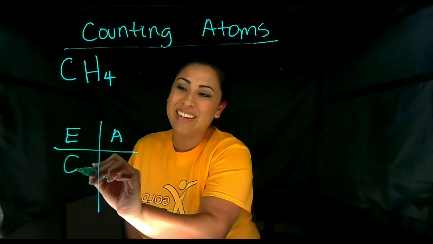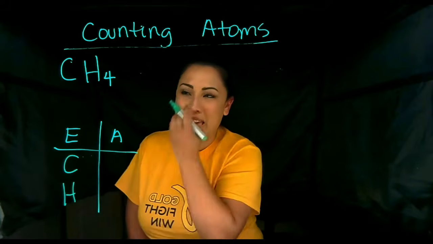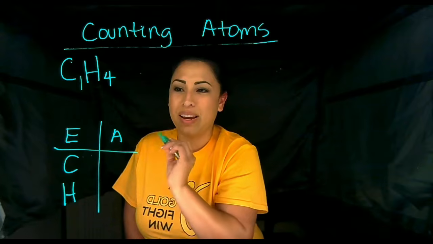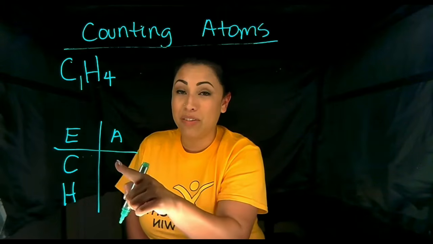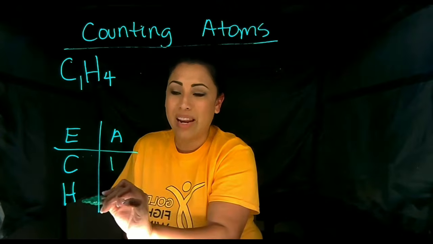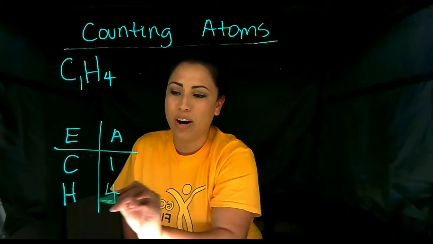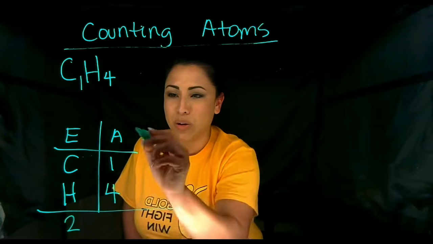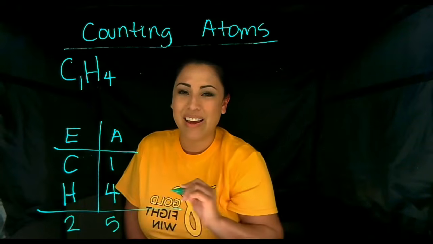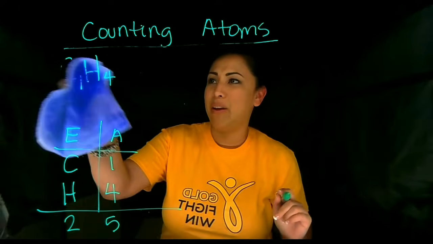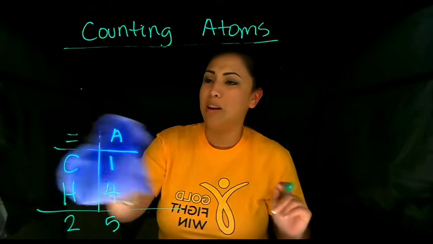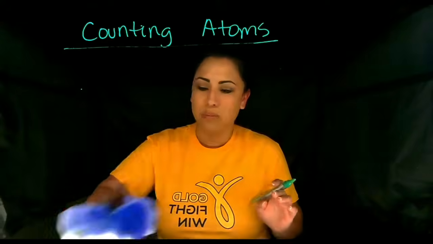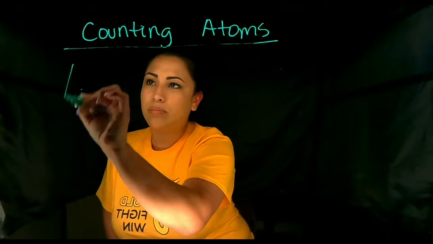Capital letter. Next capital letter. And then our subscripts, no number. What do we do? Add a 1. Now, how many C's or carbons do we have? 1. And H's or hydrogens? 4. Last step, total it out. Total elements is 2, total atoms is 5. Good job. Okay, we're going to do one that's a little bit more tricky, but I'm going to walk you through it so you know exactly what to do. Here we go.